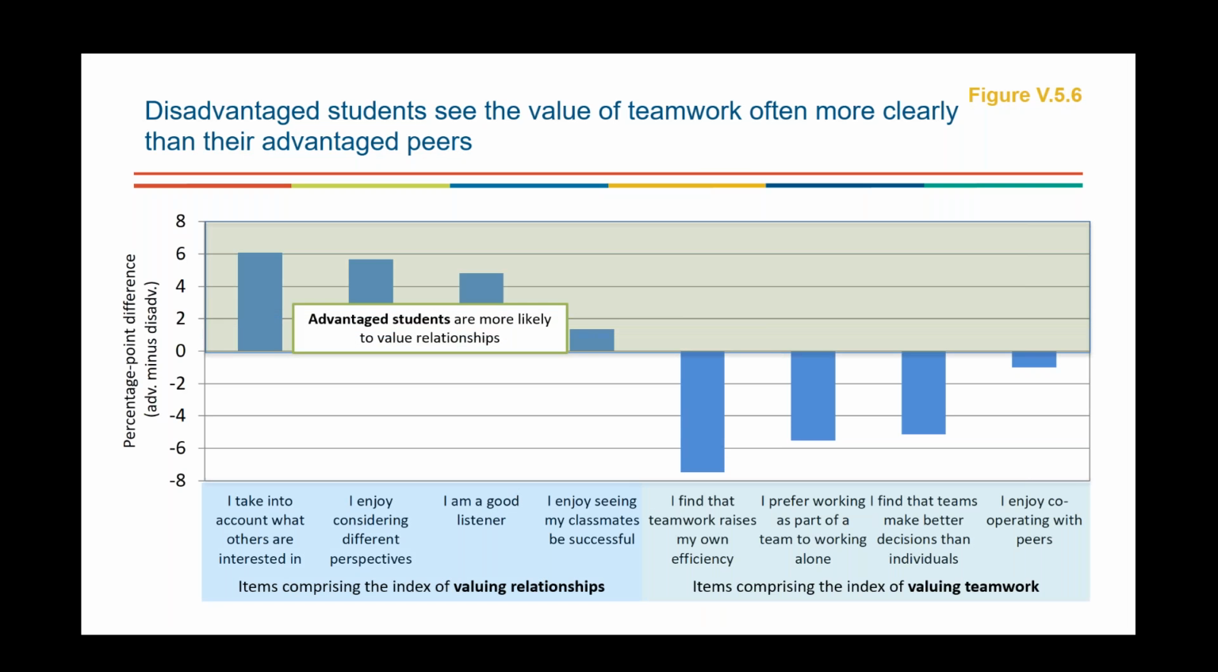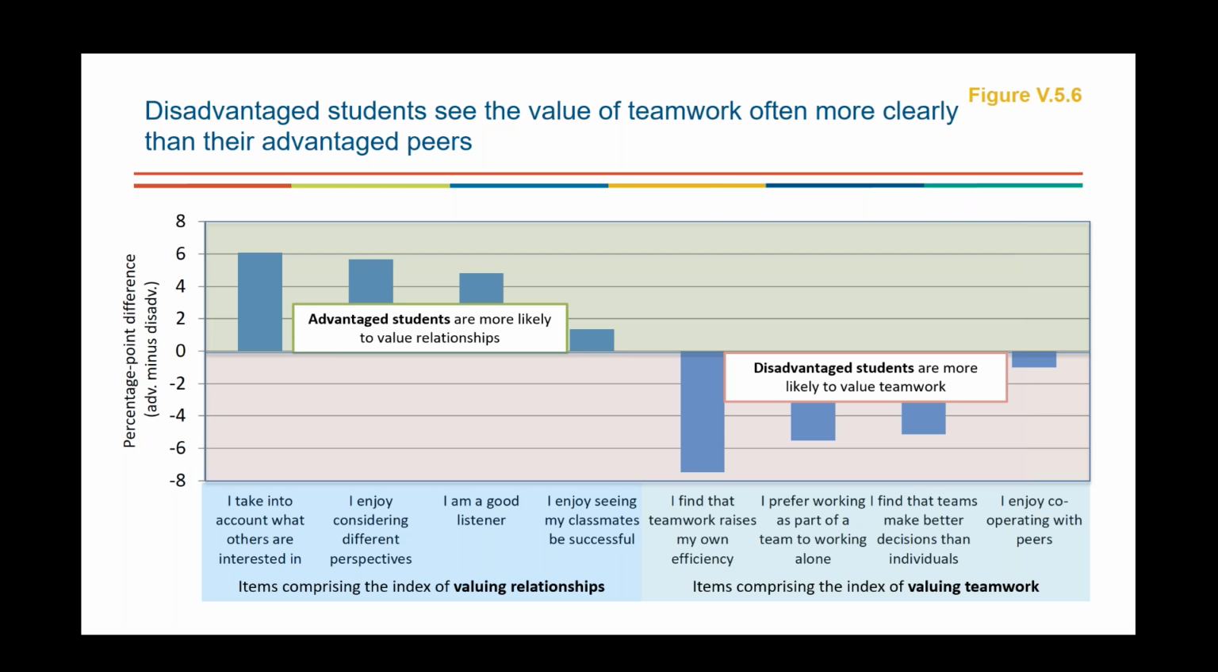Now, one of the things that we found really interesting is when you disaggregate this by social background, we actually found that students from wealthier home backgrounds tended to value relationships more, whereas disadvantaged students are more likely to value teamwork, the instrumental value of collaboration.